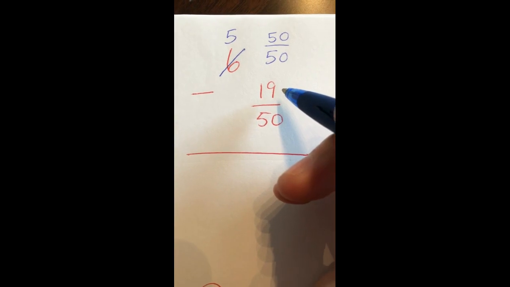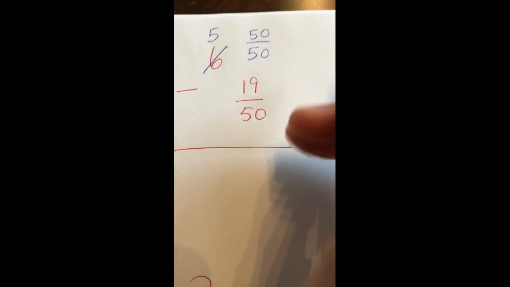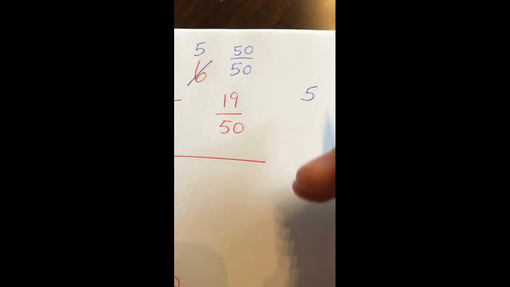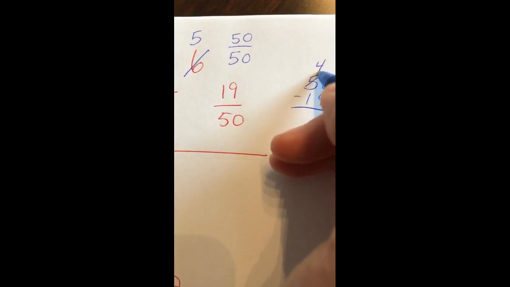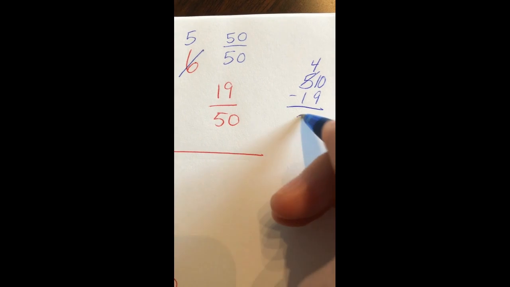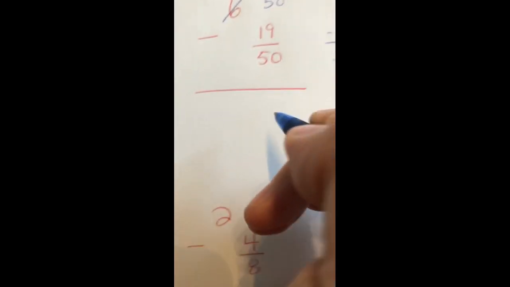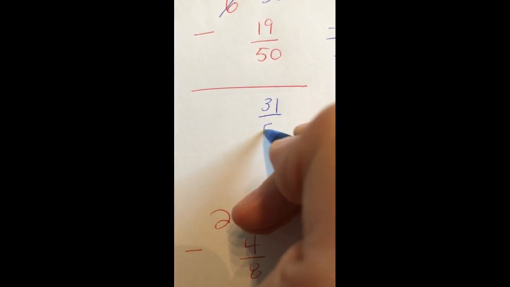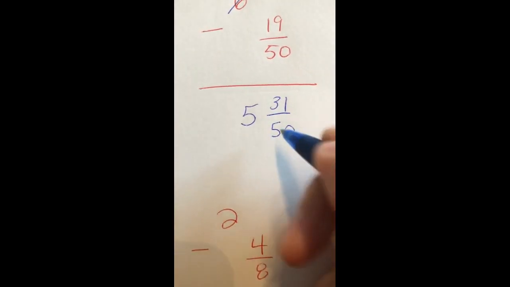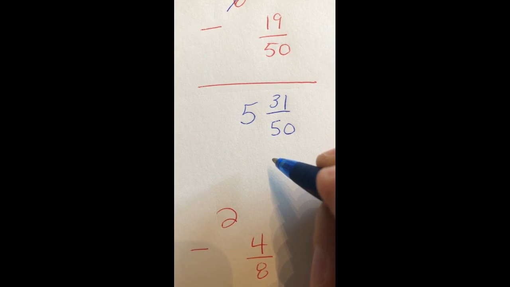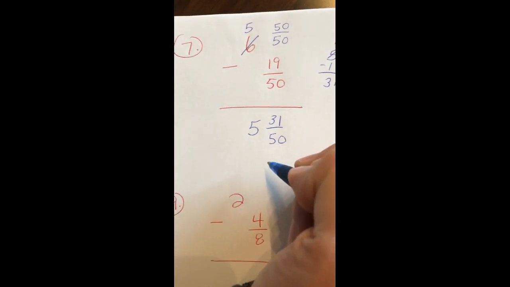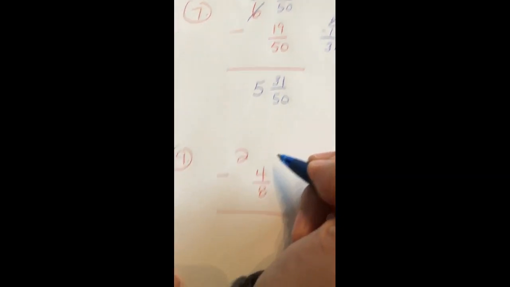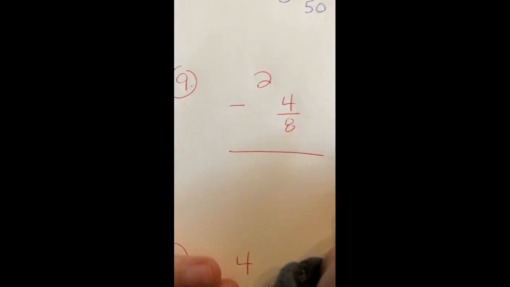50 minus 19. I'm not sure. So find a spot. 50 minus 19. Let's subtract. 31. So I'm going to put 31 over 50. And I'm going to bring down my 5. I can't simplify 31/50. So the answer to number 7 is 5 31/50. Let's move down and practice number 9.